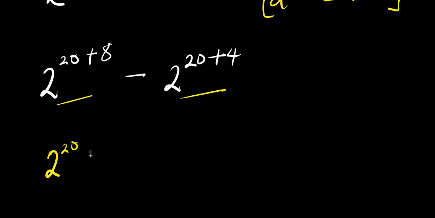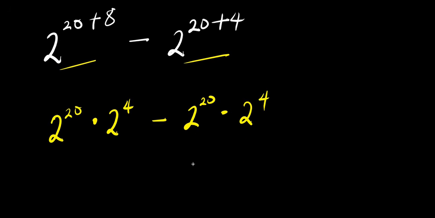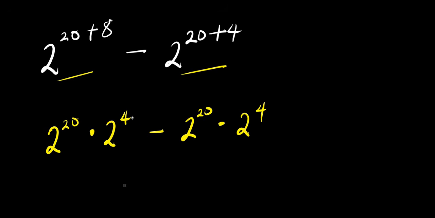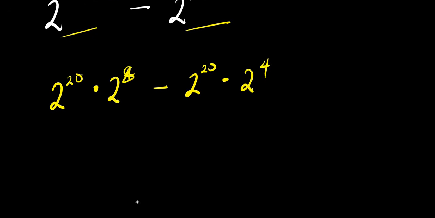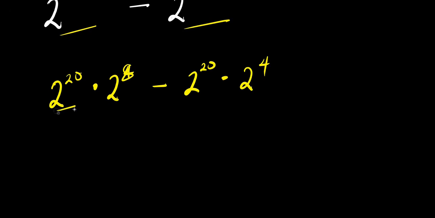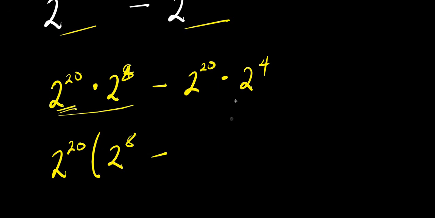2 to the power of 20 times 2 to the power of 8 minus 2 to the power of 20 times 2 to the power of 4. This is 2 to the power of 8, not 4, because we have 8 here. So at this point, I can factor out 2 to the power of 20 because it is common. Then this divided by this, I have 2 power 8 minus this divided by this, I have 2 to power 4.